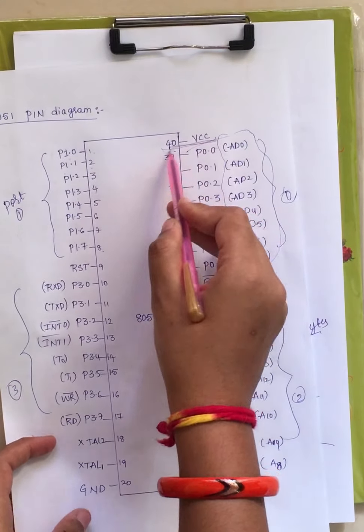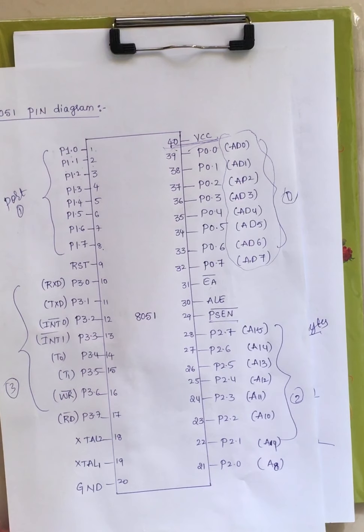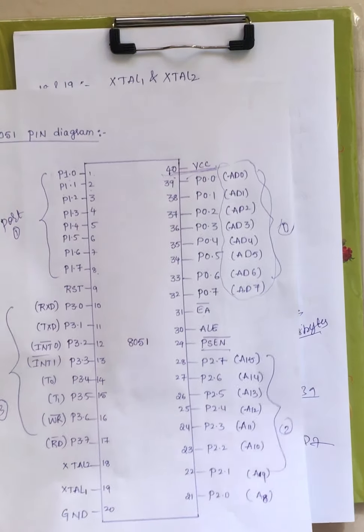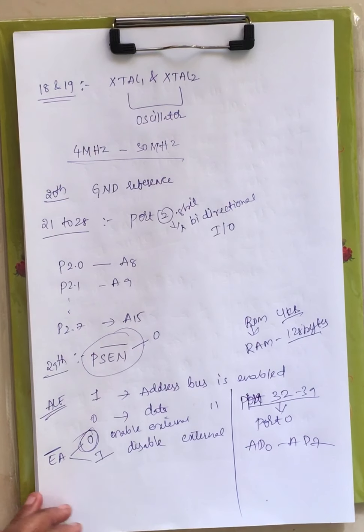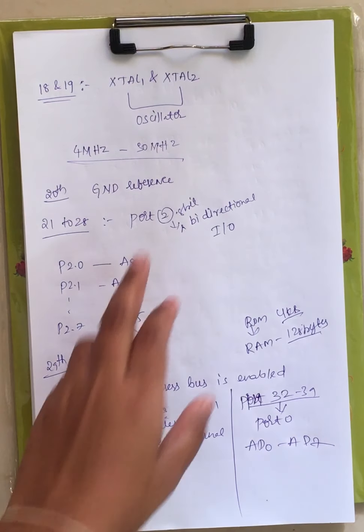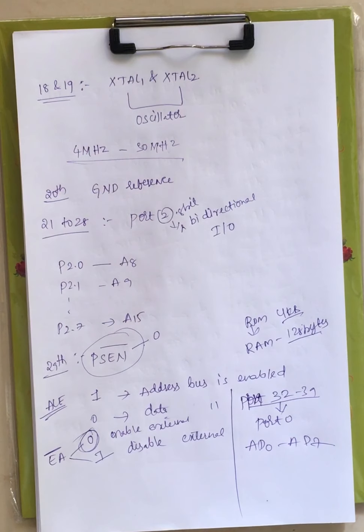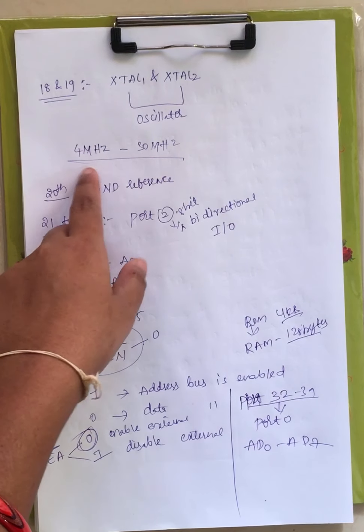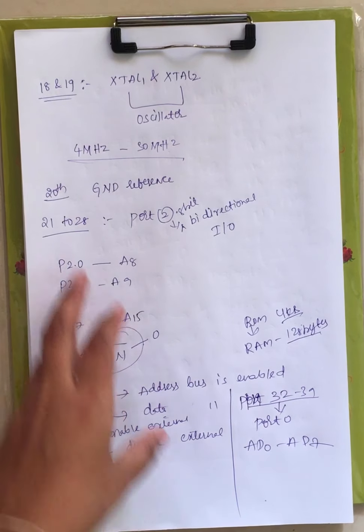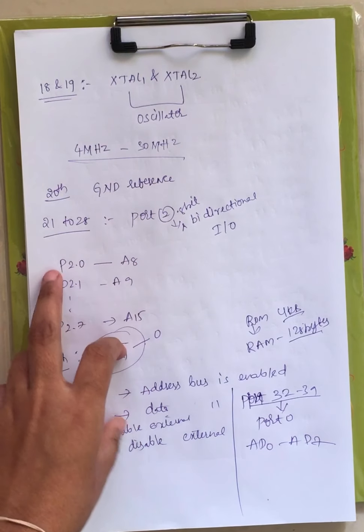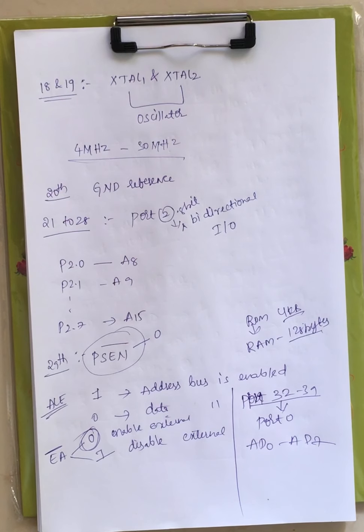Now coming to the 40th pin, we have VCC, right? Plus 5 volts of power supply can be provided through this pin. Now let me briefly explain. In order to generate the system clock, we connect a crystal oscillator at pin number 18 and 19, right? At pin number 18 and 19, we provide a crystal oscillator in order to generate the system clock, and that system clock has a frequency of 4 megahertz to 30 megahertz. Now coming to the 20th pin, that is used for ground reference.